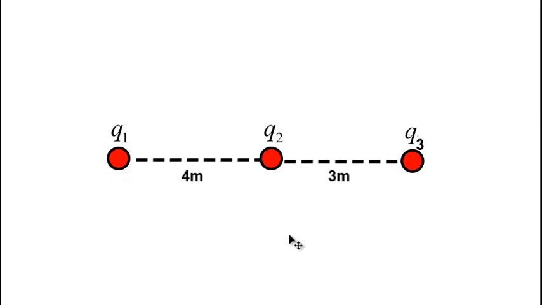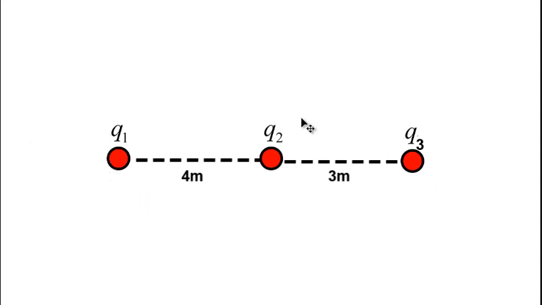Now, what if we choose Q2 as our origin? If we choose Q2 as our origin, R2 will be 0. R3 is going to be 3i, which means you move a distance of 3 in the positive I direction. And R1, which is position for Q1, is going to be minus 4i, which means from this origin, we move a distance of 4 meters in the negative I direction.